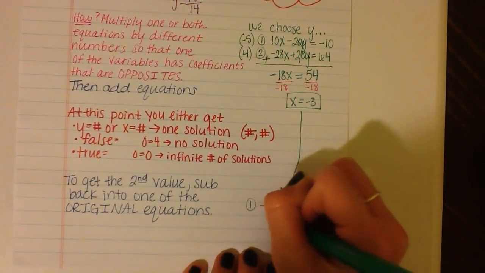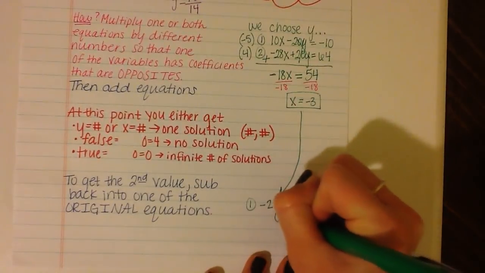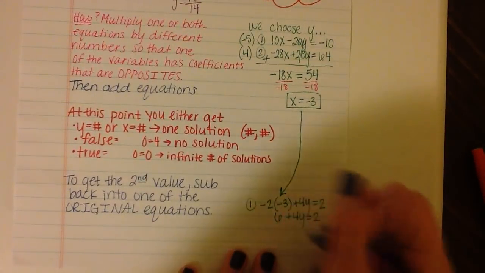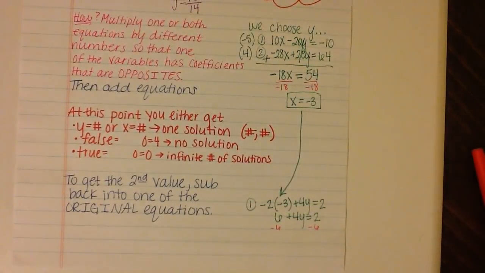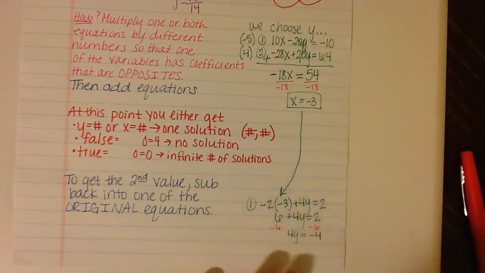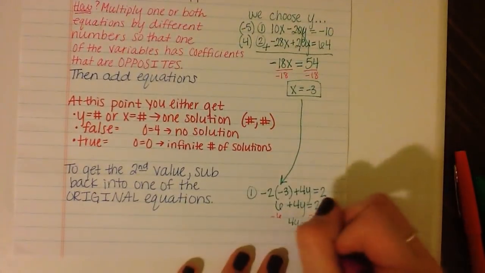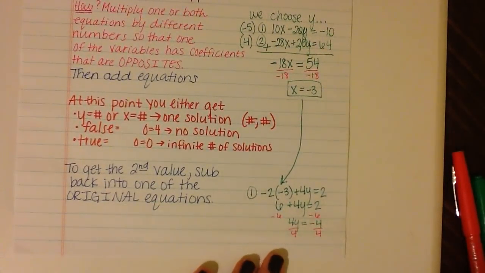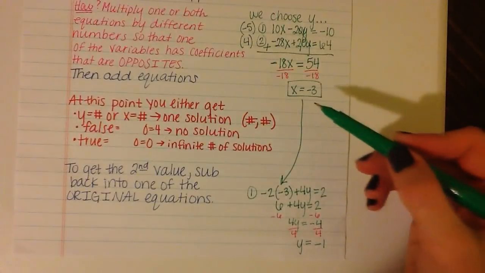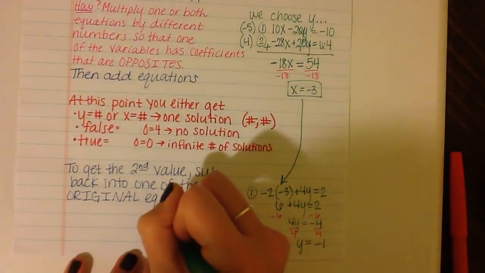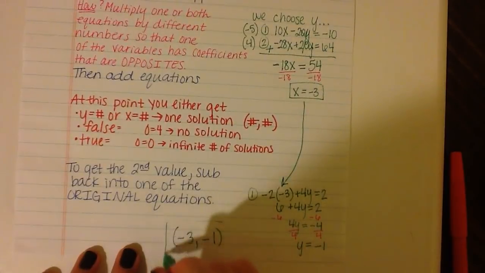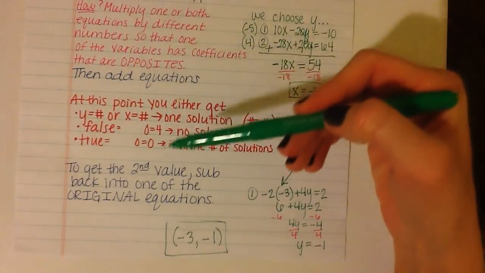Negative 2 times negative 3 is positive 6. We have plus 4y equals 2. Now we have to subtract 6 from both sides. We're left with 4y equals 2 minus 6, so negative 4. Our last step is to divide both sides by 4, so our y is going to be negative 1. Now that we have our x and our y, we're going to put them together in our solution: negative 3, negative 1. So we just followed all the steps on the left side of your paper.